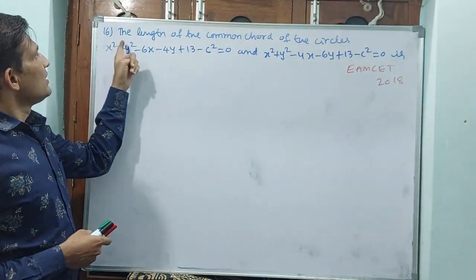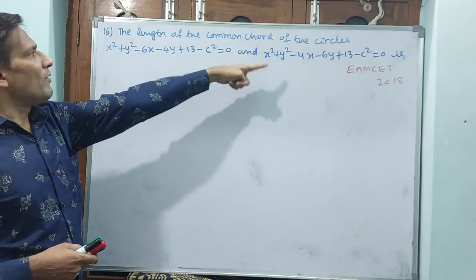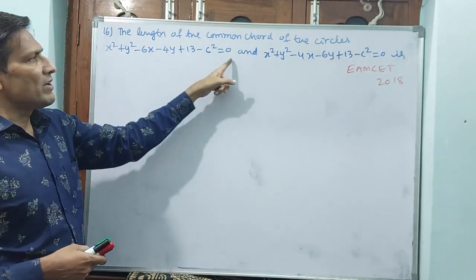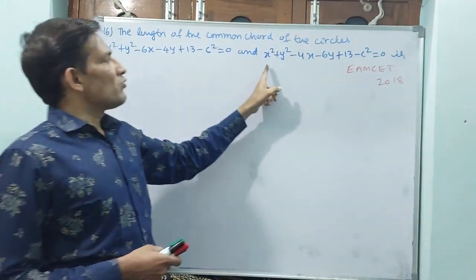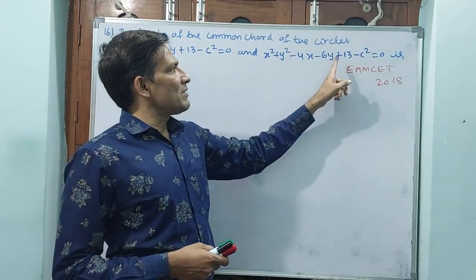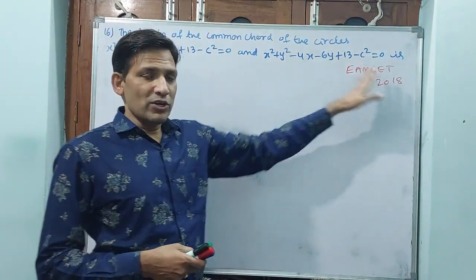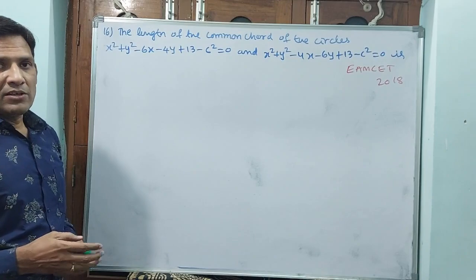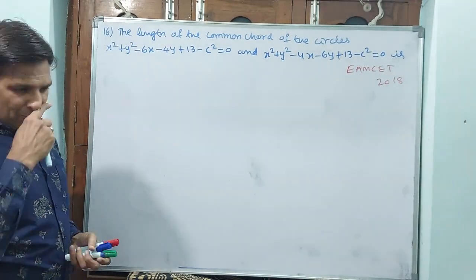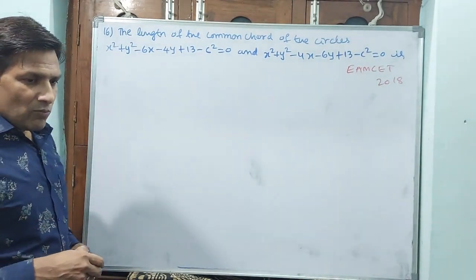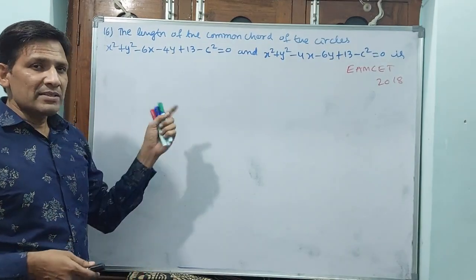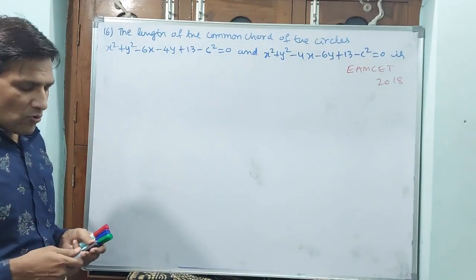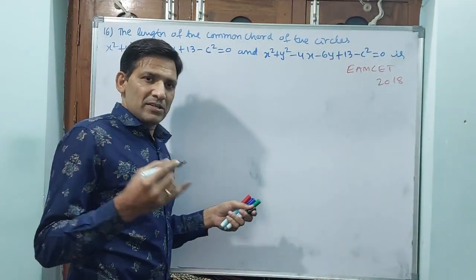Question number 16. The length of the common chord of the circles x square plus y square minus 6x minus 4y plus 13 minus c square equal to 0 and x square plus y square minus 4x minus 6y plus 13 minus c square equal to 0 is what they are asking. Common chord question we have already done one in the last class, but there both circles were cutting orthogonally, that is why a formula was used directly. But here it will not come like that. We have to apply a little bit of mind.